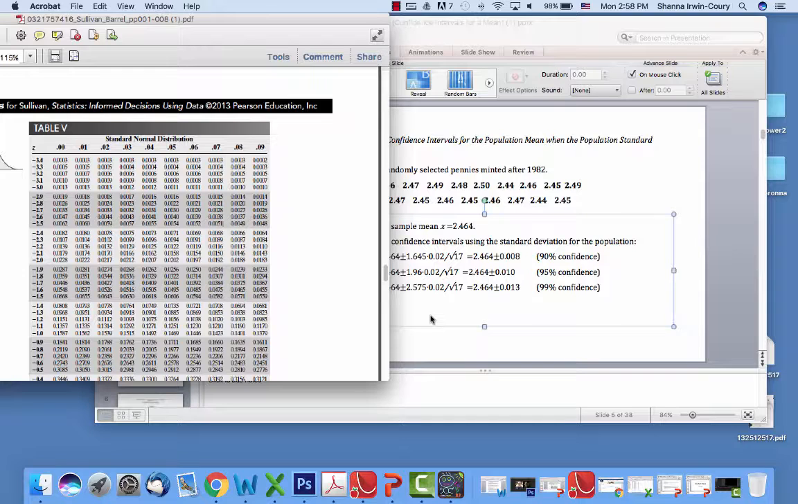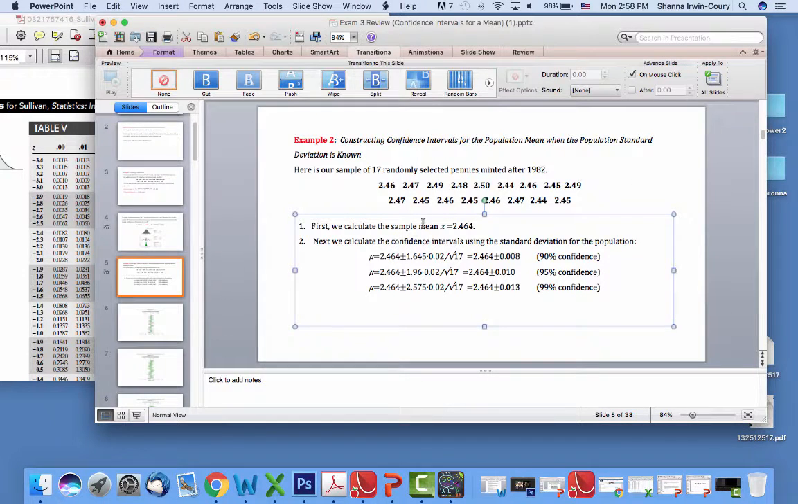Anytime it's Z, of course, it'll be those. So if you have a great memory, you can go ahead and memorize them. You start with the mean. Add or subtract Z for alpha over 2, which is one of these three, times standard deviation over root 17.